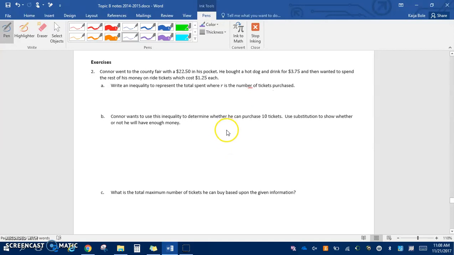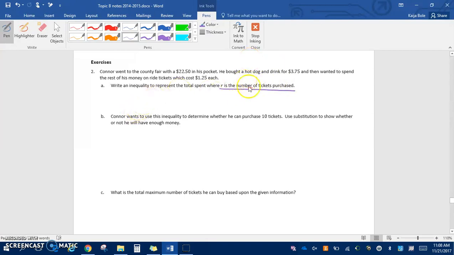Number 2 says, Connor went to the county fair with $22.50 in his pocket. He bought a hot dog and a drink for $3.75 and then wanted to spend the rest of his money on ride tickets, which cost $1.25 each. So it says to write an inequality to represent the total spent where R is the number of tickets purchased.